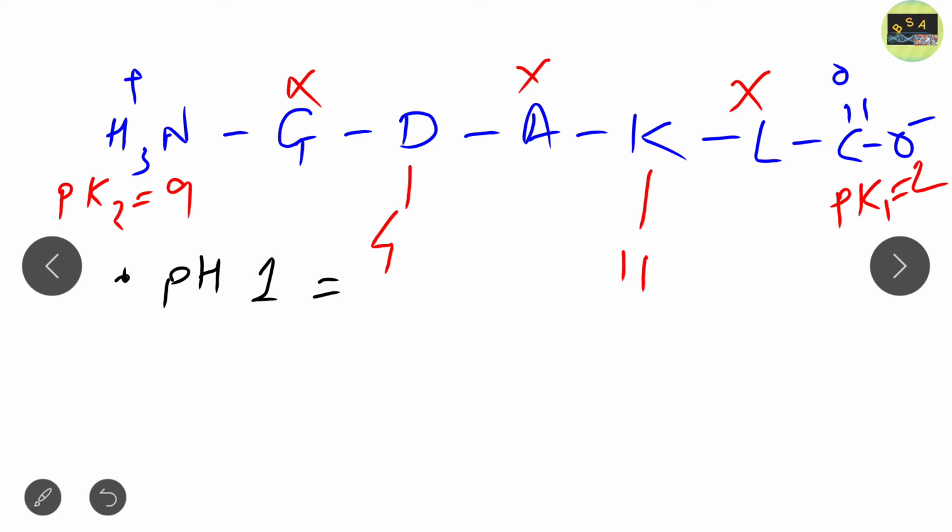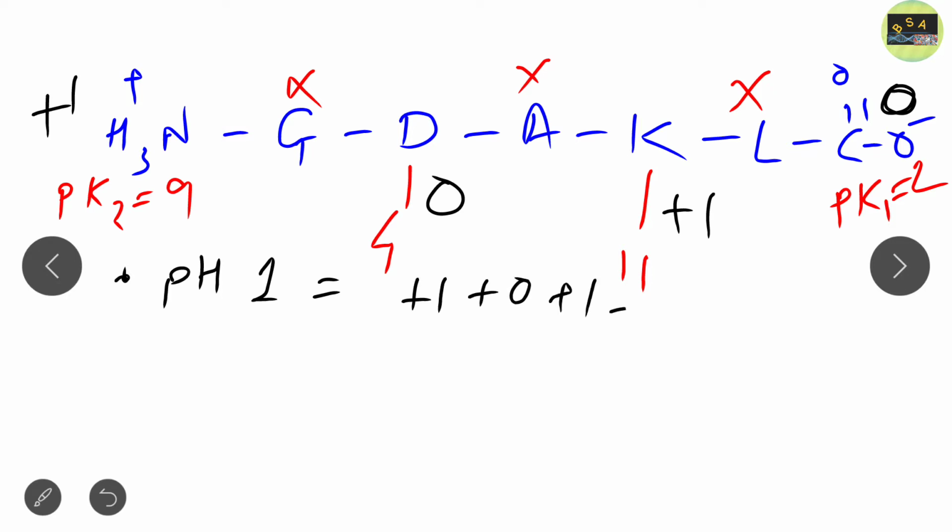So here at pH1 it becomes neutral, the charge becomes 0, here plus 1, here 0 again, because 1 is less than 4, that is 0, and here plus 1. So in this case at pH1 the charge becomes plus 1, plus 0, plus 1, and plus 0, that is plus 2. Okay, so the first step to calculate the isoelectric point of a mixed polypeptide chain is to calculate the charge at pH1. So in this mixed polypeptide chain, the charge at pH1 is plus 2.